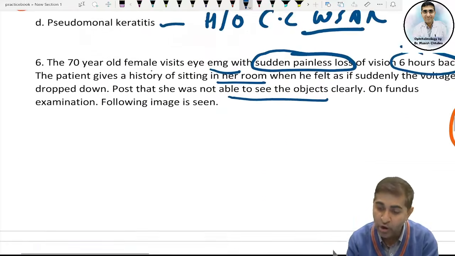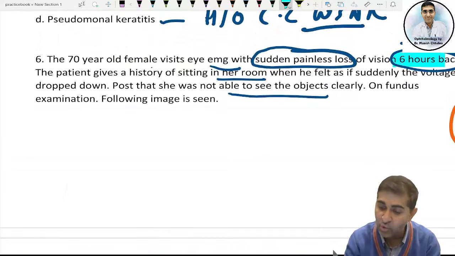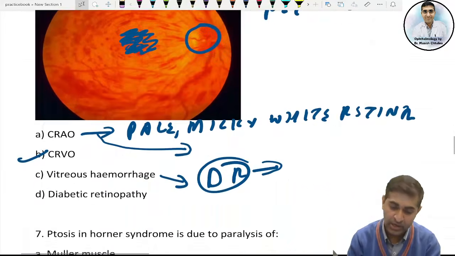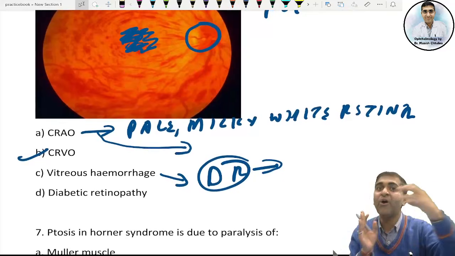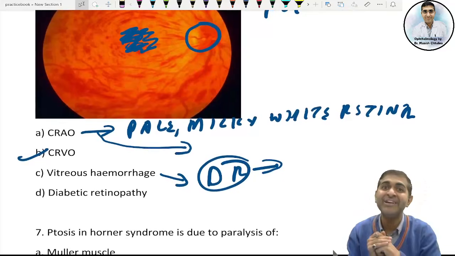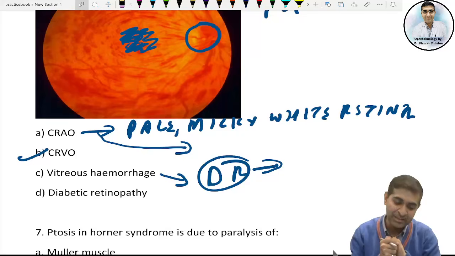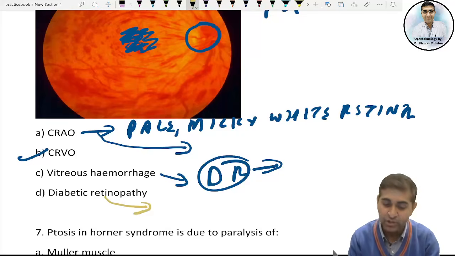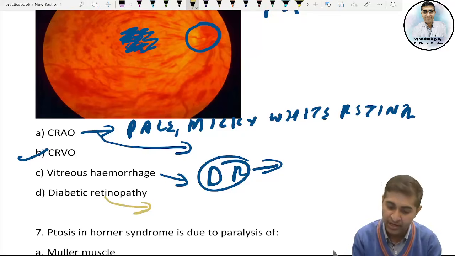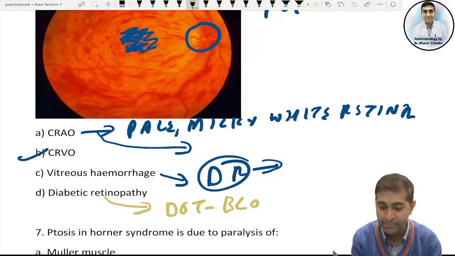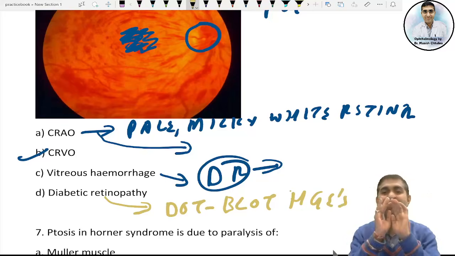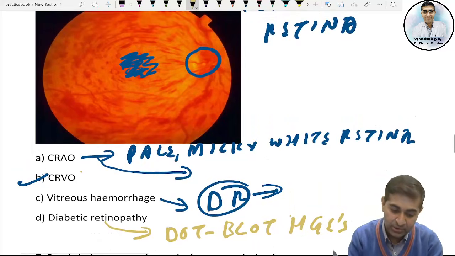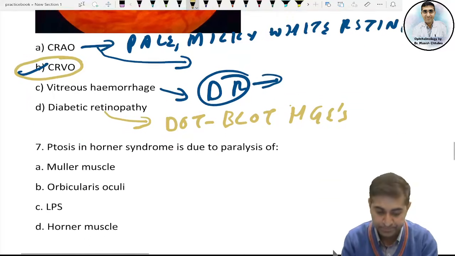When the patient comes to you and you do fundus examination, here the history is very small. It is just 6 hours back. Only 6 hours. But if there has to be some vitreous hemorrhage, there must be long-standing neovascularization, as in diabetic retinopathy. In diabetic retinopathy, again, you will see dot blot hemorrhages, neovascularization, and exudates, hard exudates, soft exudates, but you don't see anything like that. So the answer is CRVO only.